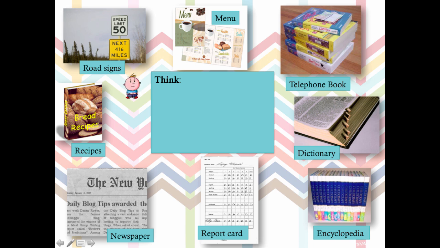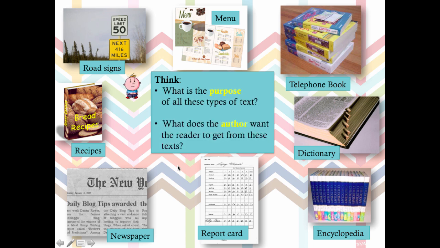Telephone book, so that we can look up phone numbers. And a menu at a restaurant, so that you can look at it and see the prices and the different kinds of food they serve. So let's think. What is the purpose of all these types of texts? What does the author want the reader to get from these texts?